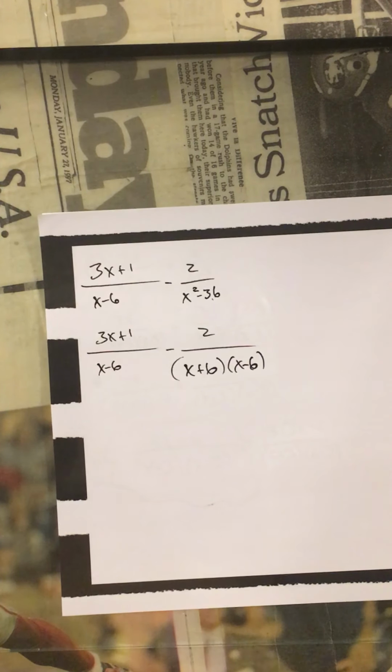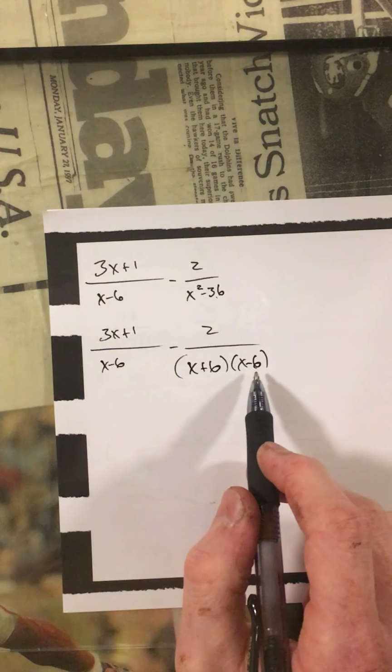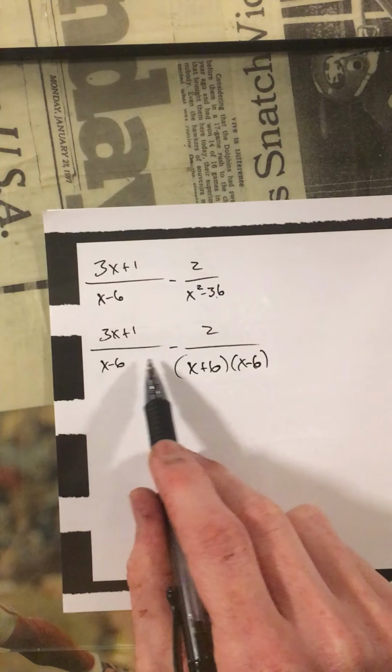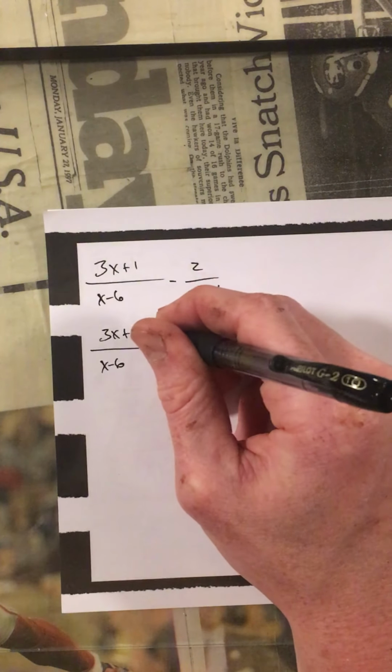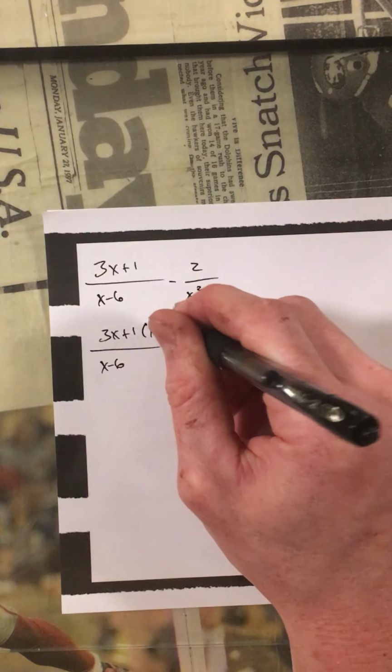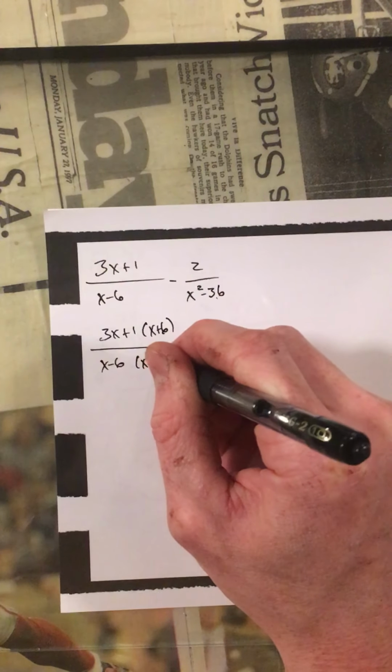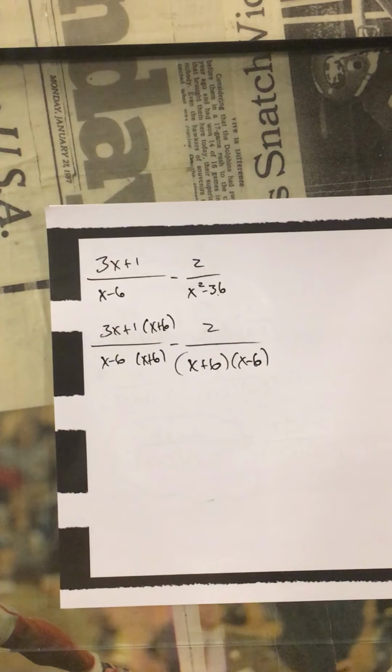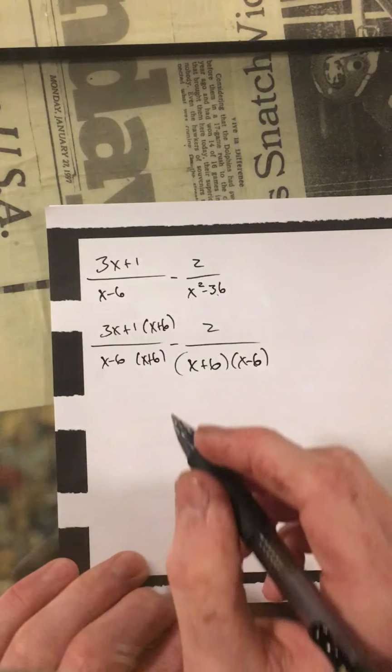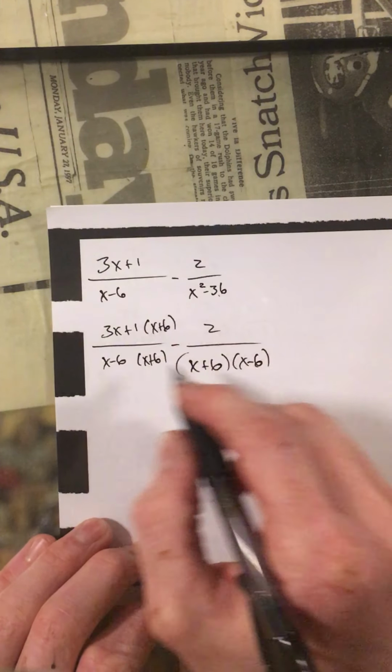Step number 2 then, find or create a common denominator. So I have x minus 6 here, x minus 6 there. What's missing over here? Looks like the x plus 6. That's what we're missing. So we're going to multiply this piece by x plus 6, and I'm going to multiply by x plus 6. All right. And then we're going to distribute the numerator, combine the like terms, check to see if we cancel anything, and we'll be done. So I'm going to do this all in one bigger step.